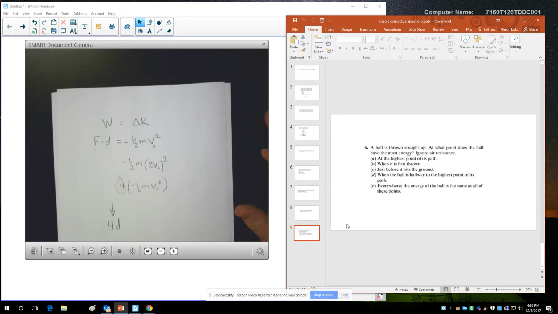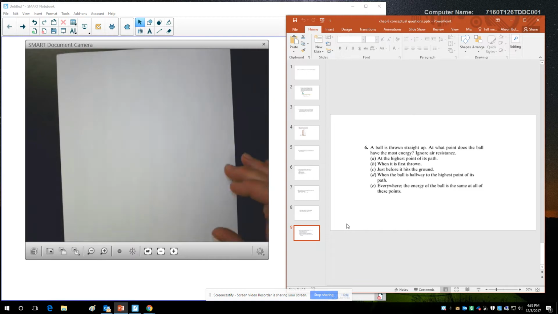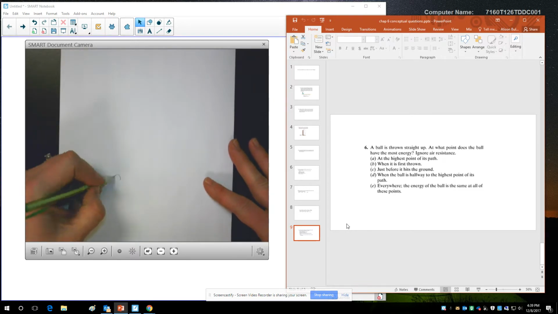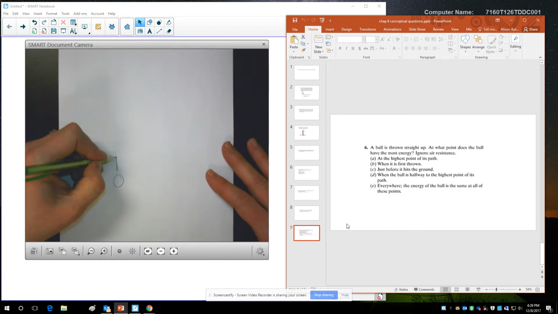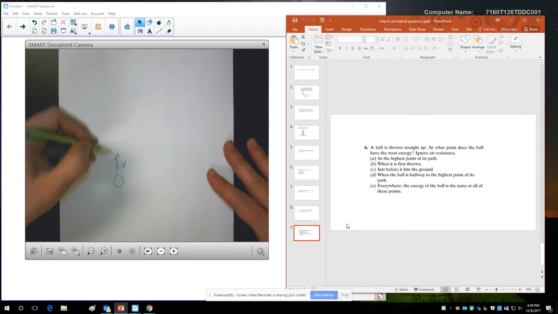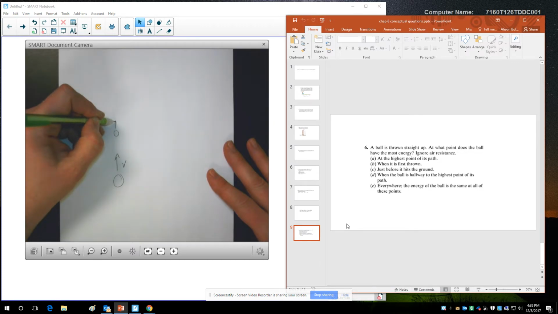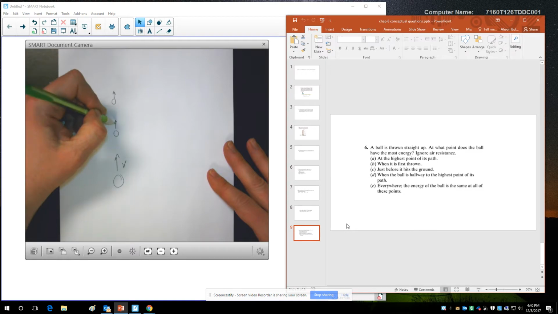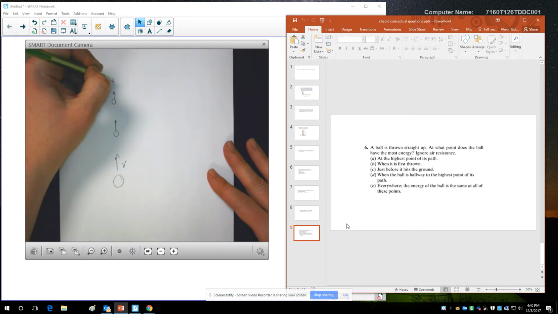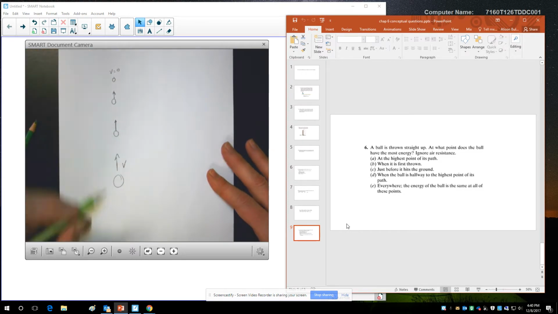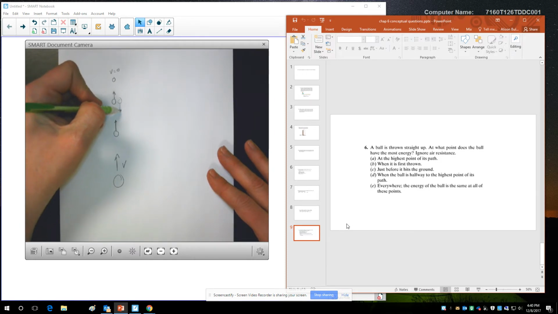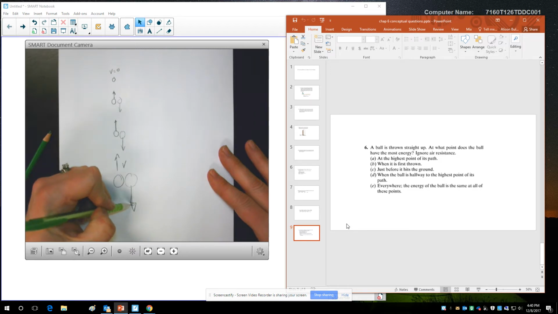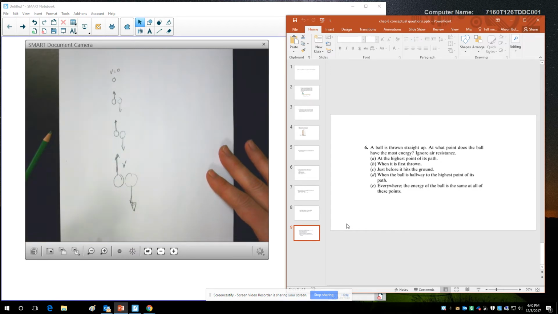Finally, a ball is thrown straight up. At what point does the ball have the most energy, ignoring air resistance? So we imagine a ball at the start of its path. It's thrown up, say at speed v. It goes up into the air and it loses velocity, getting a smaller and smaller velocity vector, until it pauses, and it then falls back down, regaining the velocity that it lost. Right? We've been talking about that since the very beginning of the year, free fall.